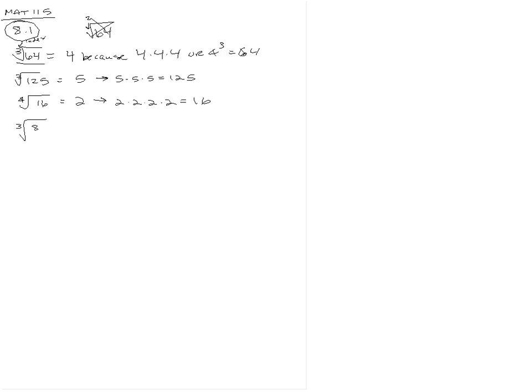Okay, and I'm going to show you one more. What if I had the cubed root of 8 over 27? Remember, you can separate it. So it's the cubed root of 8 over the cubed root of 27. So the cubed root of 8 is 2, because 2 times 2 times 2 is 8. And the cubed root of 27 is 3, because 3 times 3 times 3 is 27. Okay? Now, those are basic ones. We're going to get into a little bit more detailed.